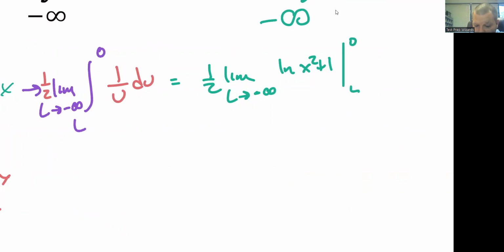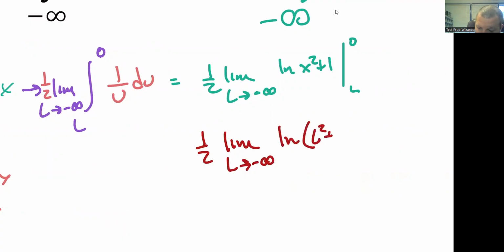So when I evaluate this thing, we're going to get 1/2 limit as L approaches negative infinity of the natural log of L squared plus 1 minus the natural log of 0 plus 1, so just 1.